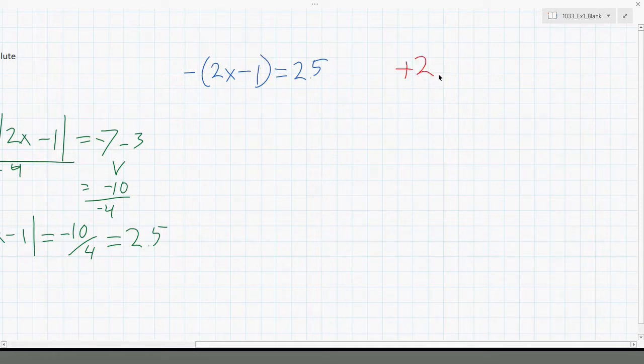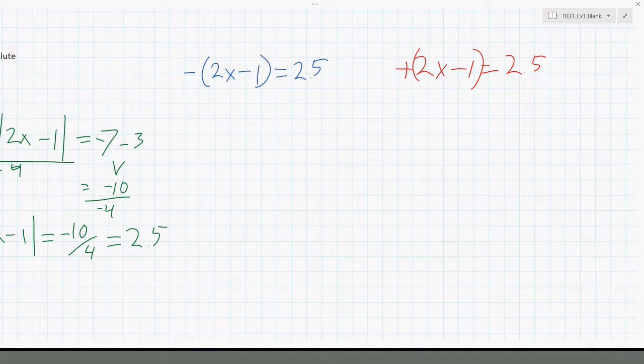Positive 2x minus 1 equals 2.5. And we went with decimals because decimals are easier to calculate with. Start with the positive one. So if we're working that down, the positive doesn't matter. It doesn't change any of the signs.